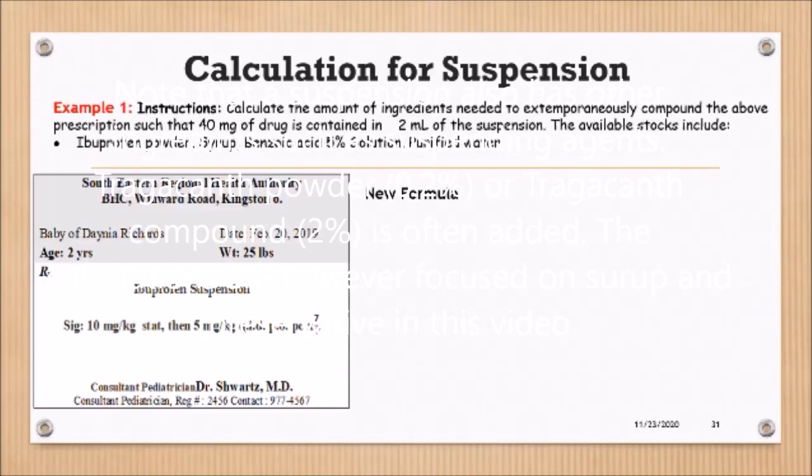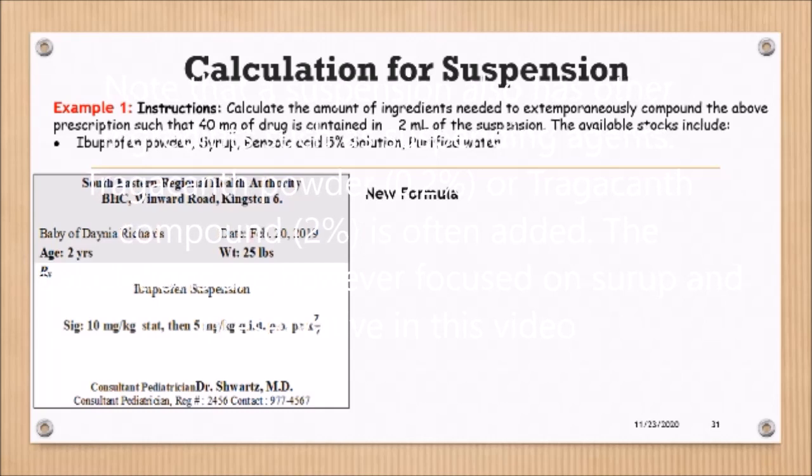Is there anything else that we need to calculate? No, because purified water is a vehicle which we are going to add up to 65.3 mils. So we don't need to calculate for the purified water. And we remember that from enlarging and reducing formulas.